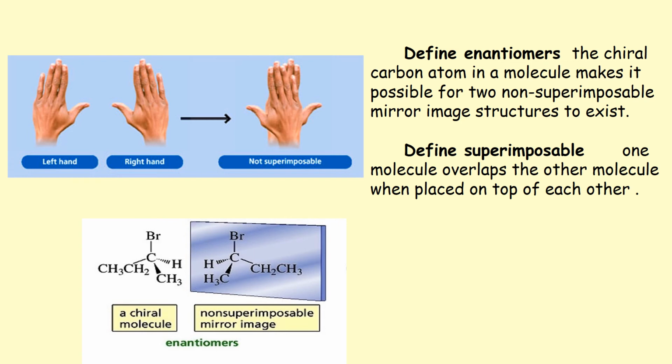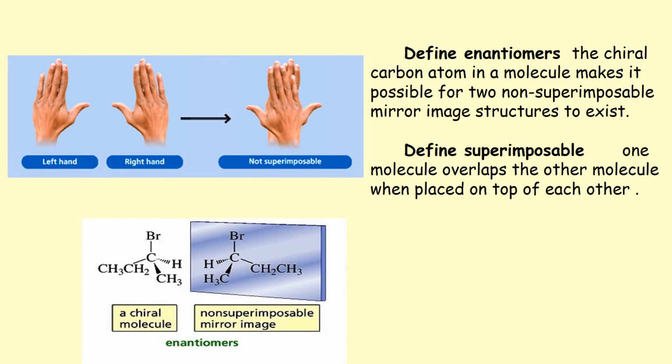And if you get that chiral molecule and its mirror image, which is your left and your right hand, and you put it on top of one another, okay, they are not superimposable. That means your thumb does not line up with your thumb. Your little finger is not on top of the other little finger. They're all mismatched, so it is not superimposable. And this principle is the same for chiral molecules.